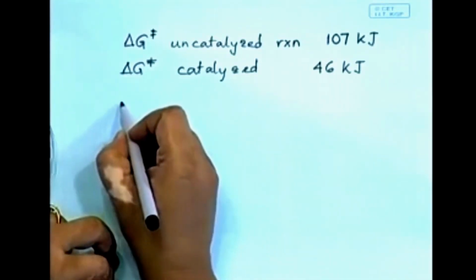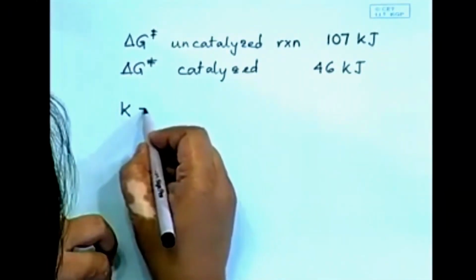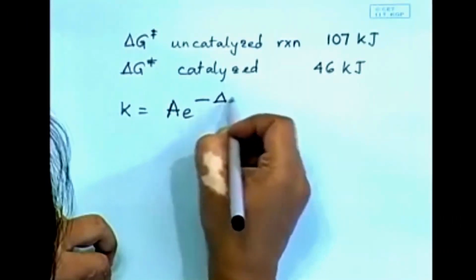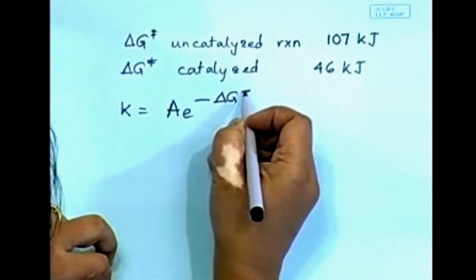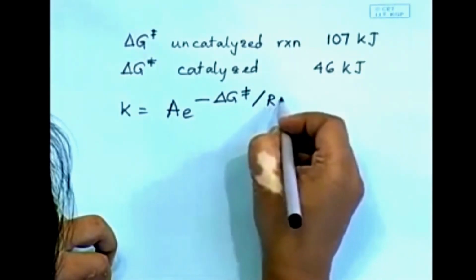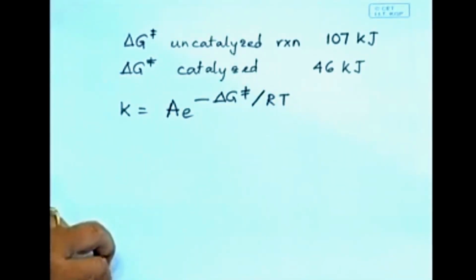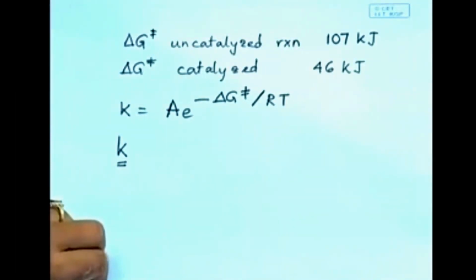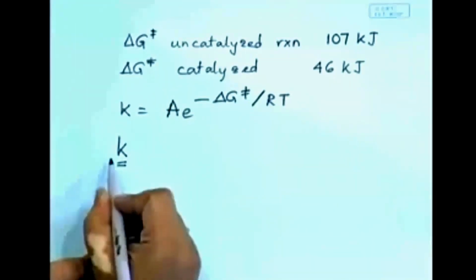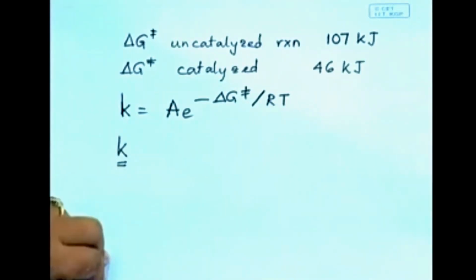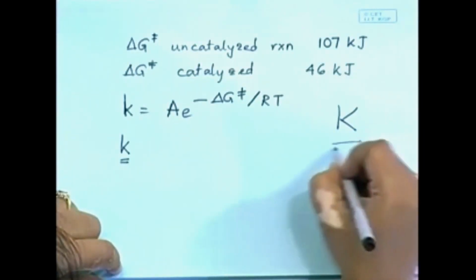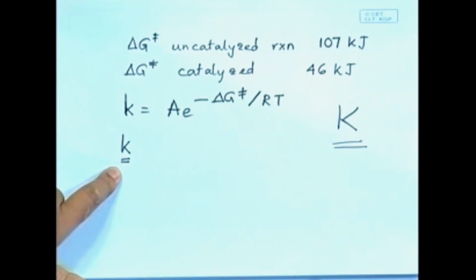I use the Arrhenius expression. What is the Arrhenius expression? A e to the power minus EA by RT. So what can I do? I can find a k value. Now this is small k. Small k is for rate, always. Capital K is for equilibrium. It's never the other way around, and you should never make that mistake. Capital K is for equilibrium, always, and small k is always for the rate.